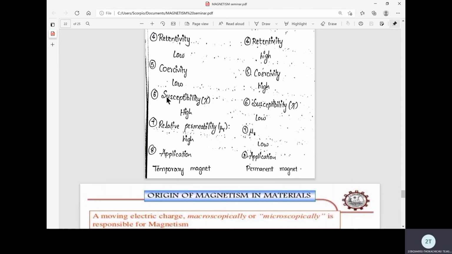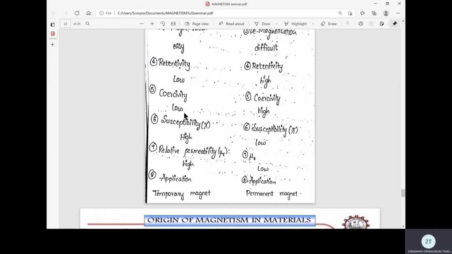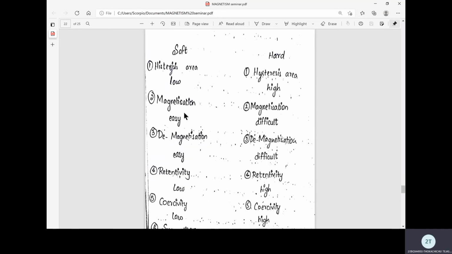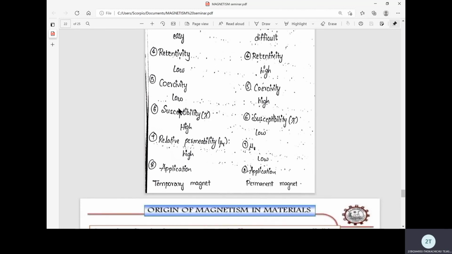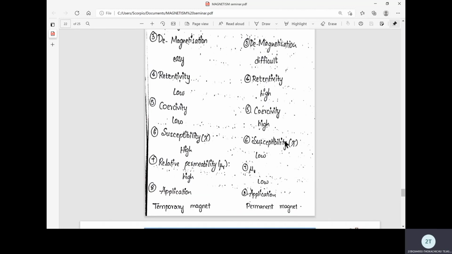And similarly, susceptibility is high. What is susceptibility, which we discussed before? It's similar to magnetization, right? It is proportional to magnetization. So since these magnetic materials are easily magnetized, their susceptibility is high, while it is low for hard magnetic materials.